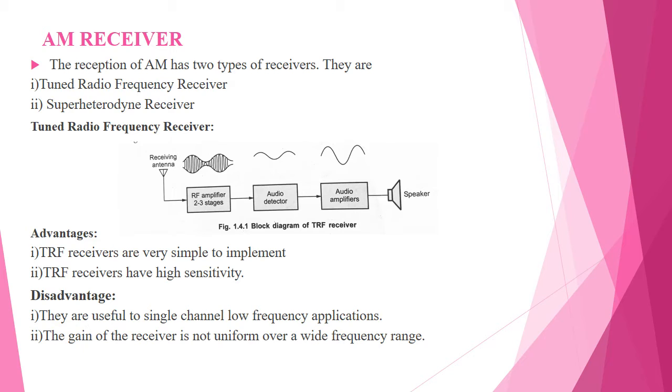Next, we are going to see about the advantages of the tuned radio frequency receiver. The TRF receivers are very simple to implement and have high sensitivity. The main disadvantage is that it is useful only for single channel low frequency applications, and the gain of the receiver is not uniform over a wide frequency range.